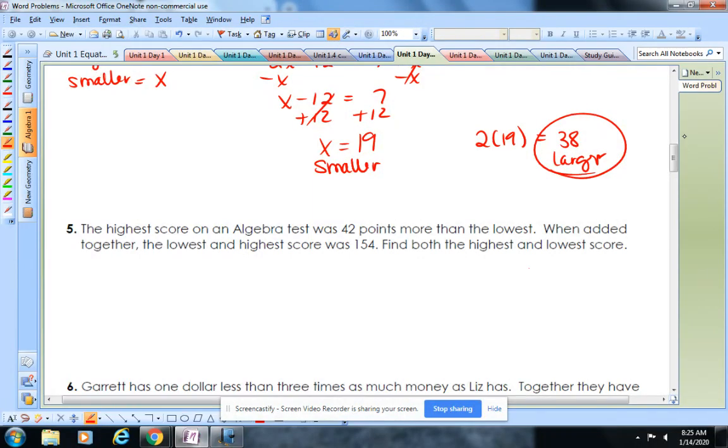All right. Number 5. Here we go. The highest score on an Algebra 1 test.